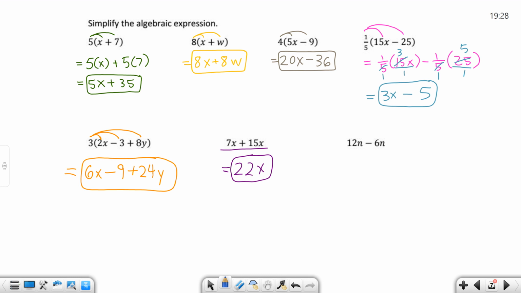So then we have 12n minus 6n. Again, we have 2 terms here. They're like. So we're going to combine those. We're going to put them together. 12 minus 6. So like if we had 12 rocks minus 6 rocks, we have what? 6 rocks. So we have 6n. $12 minus $6 is $6. If you combine like terms, you get a like term. Okay? And we'll talk more about that in future videos on combining like terms.